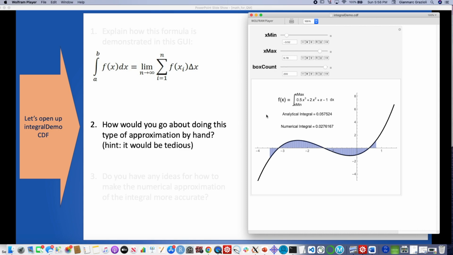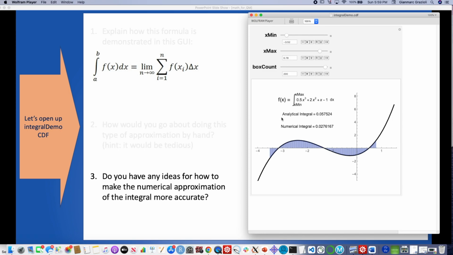Now my next question is, how would you go about doing this type of approximation by hand? Well, you would have to draw a bunch of boxes and probably try to keep the width the same every time so you don't have to keep measuring that. Keep doing the same width, measure the height. You could do that over and over again and just add up the area for a bunch of boxes.